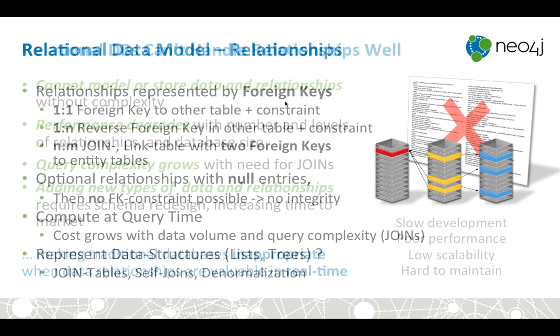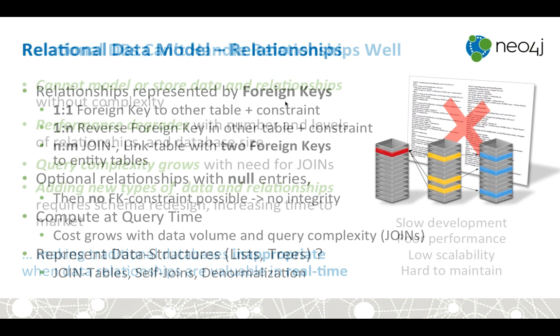If relationships are optional, I can only represent that by putting a null value in a foreign key column. But having a null value in a column also automatically disables my ability to put a constraint on it. So as soon as I have optional relationships, I can't put foreign key constraints on them anymore. So that's why I lose my integrity checks by the database.